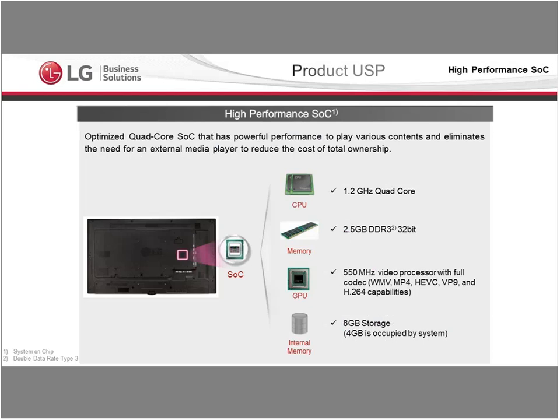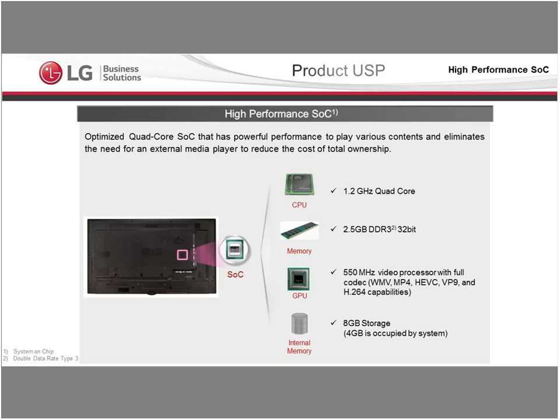Again, system on chip. So I mentioned at the beginning, and I'll mention it again, Webos. Webos is our way of putting the brains into the brawn of the screen itself. So we have an optimized quad-core system on chip, which offers you outstanding performance, 1.2 gigahertz quad-core, a 2.5 gigabyte DDR with 32-bit chip. That's extremely powerful. A 550 megahertz video processor with full video codec. So it handles most every video codec you're going to throw at it, which means you're not going to have that be an issue. And then 8 gigabyte of storage, 4 of which is operated by the operating system, gives you the ability to add content to the screen.